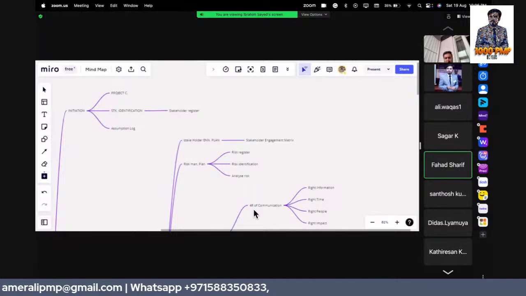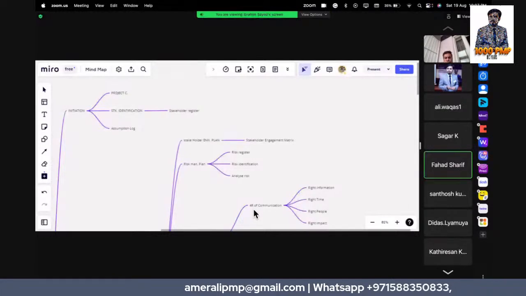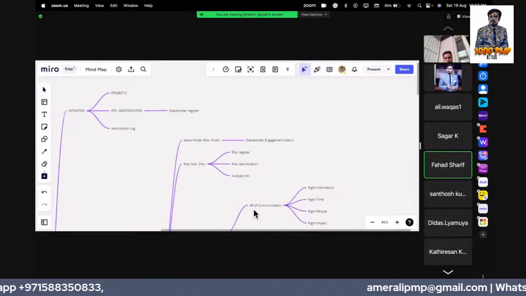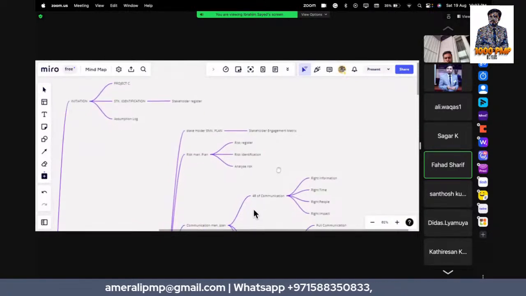And then we have the stakeholder engagement plan, which we make in the planning phase, which has the strategies based on what type of stakeholder we have: unaware, resistant, neutral, supportive, or leading. So that is the stakeholder part and the stakeholder management plan. Didas, I think you would like to add something.